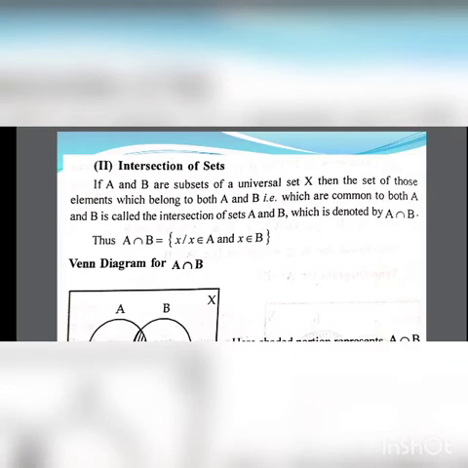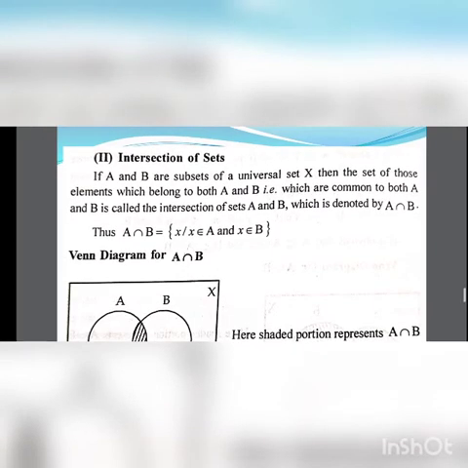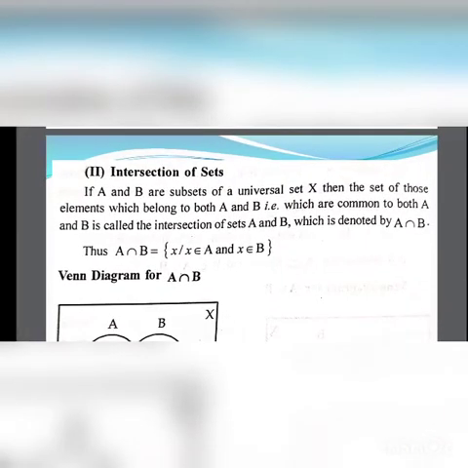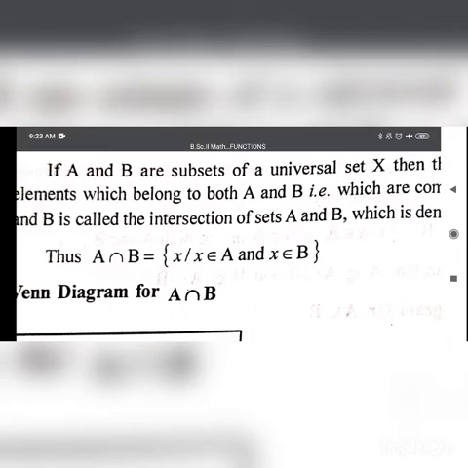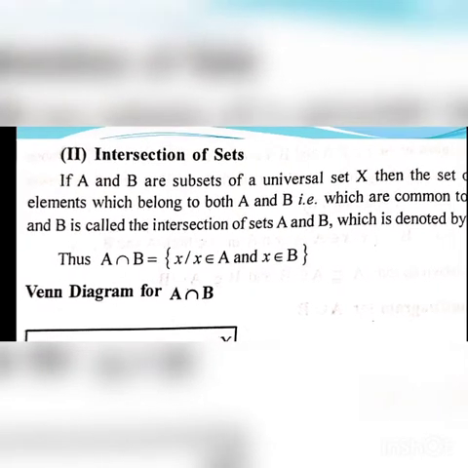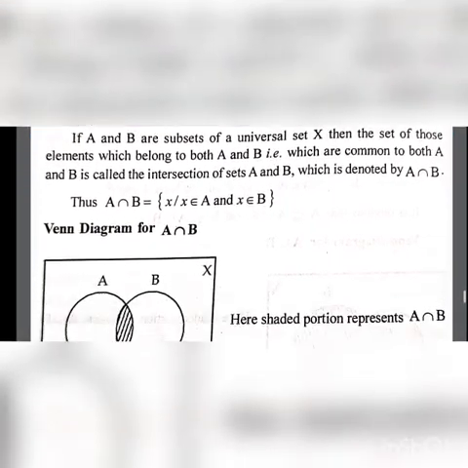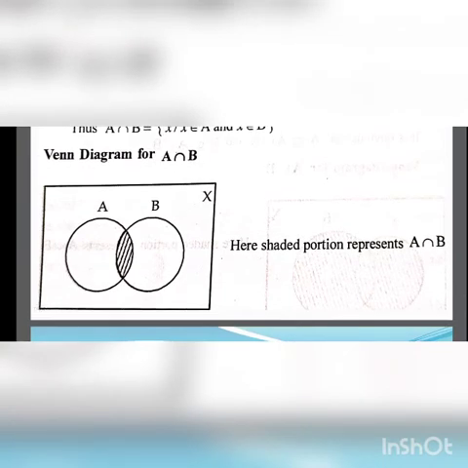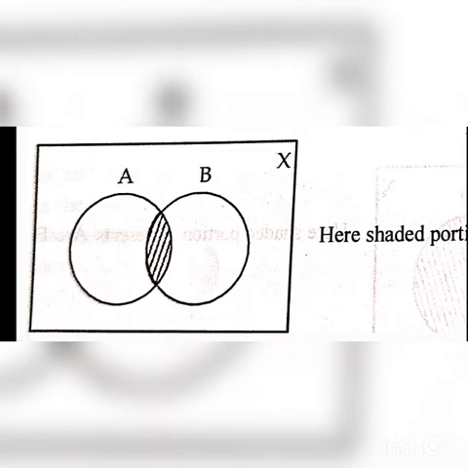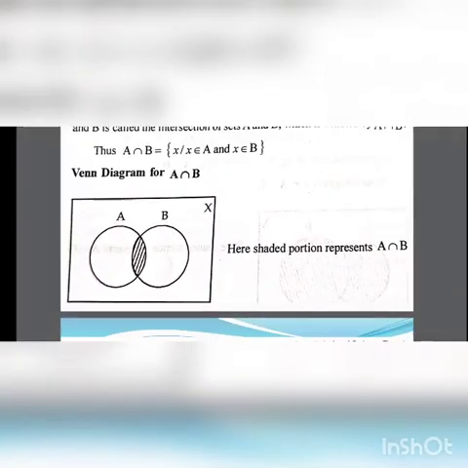Next point is intersection of sets. If A and B are subsets of universal set X, then the set of those elements which belong to both A and B, that is which are common to both A and B, is called the intersection of sets A and B, which is denoted by A intersection B. So, if we have to find the intersection of the sets A and B, then we have to find the common elements between the sets A and B. Thus, A intersection B is equal to the set of X such that X belongs to A and X belongs to B. This is the Venn diagram for A intersection B. You can see here X is the universal set and A and B are subsets of X. The shaded region is the common elements between A and B, and this is the intersection between A and B.